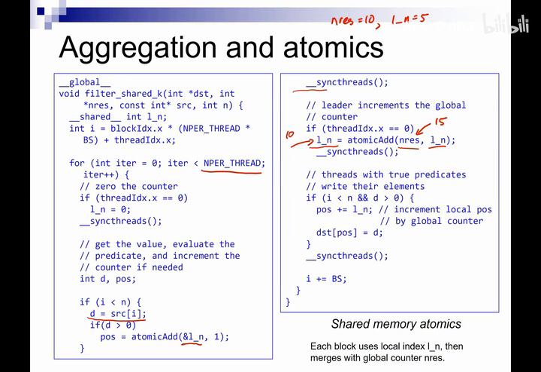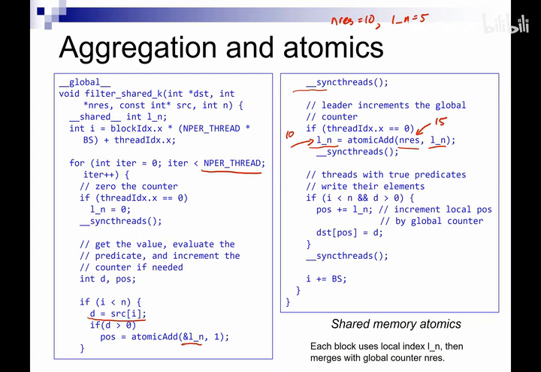Okay, so then we do a sync thread to make sure that the leader thread has finished. Now here we've just counted and updated nres, right? We've counted how many positive elements we found and then updated nres. However, we also want to store these positive elements into this destination array. So the next part is going to store these positive elements.